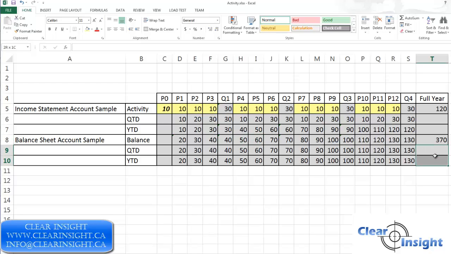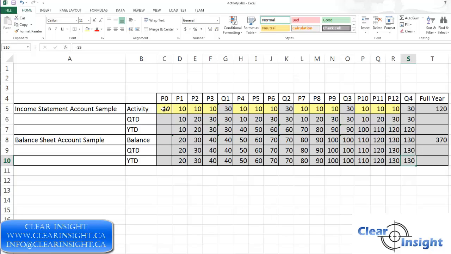Now, full year is contentious. What should the full year balance for a balance sheet account be? It kind of depends. It depends on what you're looking at. But for the most part, for quarter to date and year to date, we're seeing the same things.